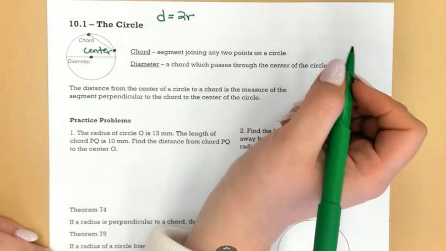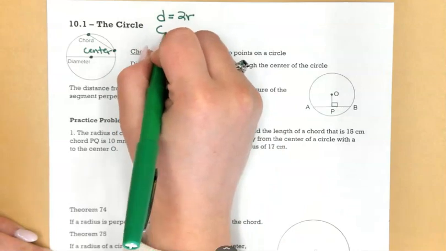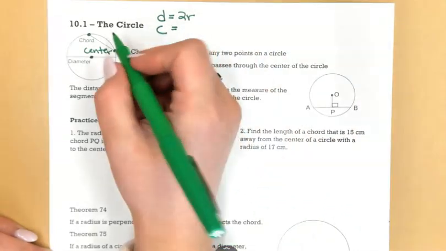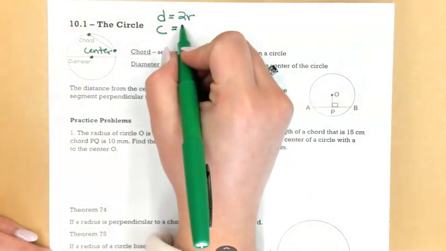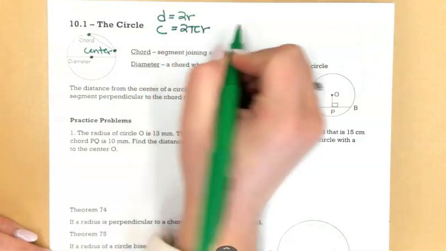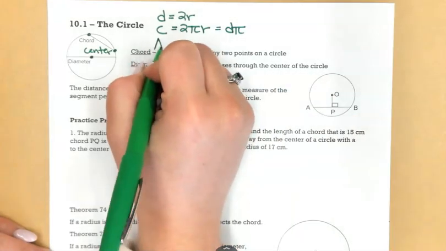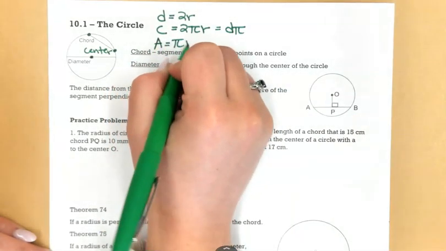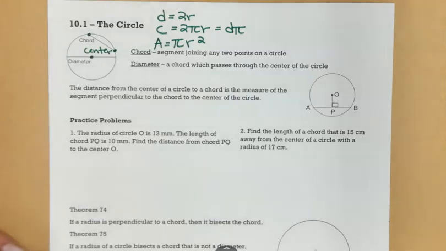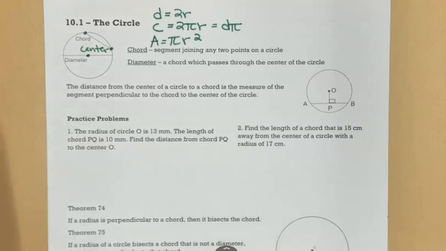And since we're talking about diameter and radius, let's review some other formulas hopefully you already know. The circumference of a circle, the distance around the outside, is 2 pi times your radius, or just the diameter times pi. And the area of your circle is pi r squared. So I'm just going to put those up there in case you need those later on for review. But we are focusing today on chords.